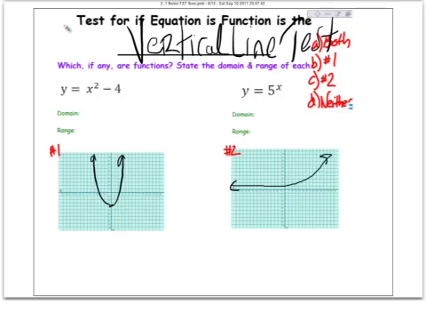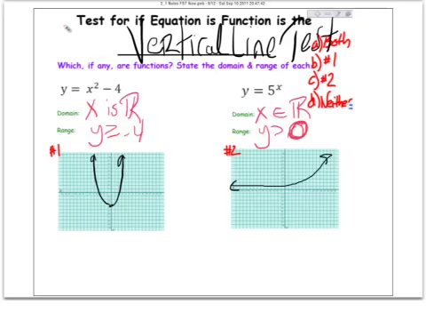Okay, the domain and range of this function. If we look at this parabola, y equals x squared minus 4, I want you to pause the video and figure out how would you write the domain and range, and then do the same for the second graph. So pause the video, write the domain and range, and see if your answers are correct. All right, here's what you should have gotten.